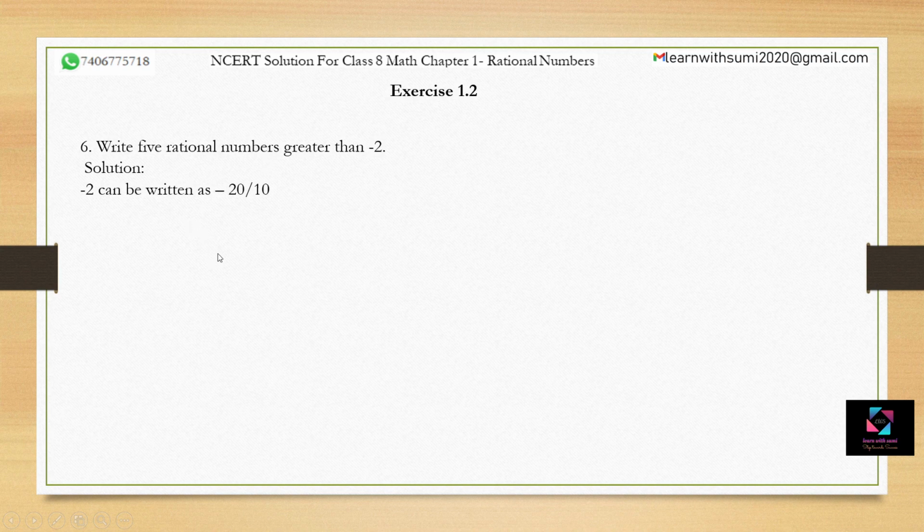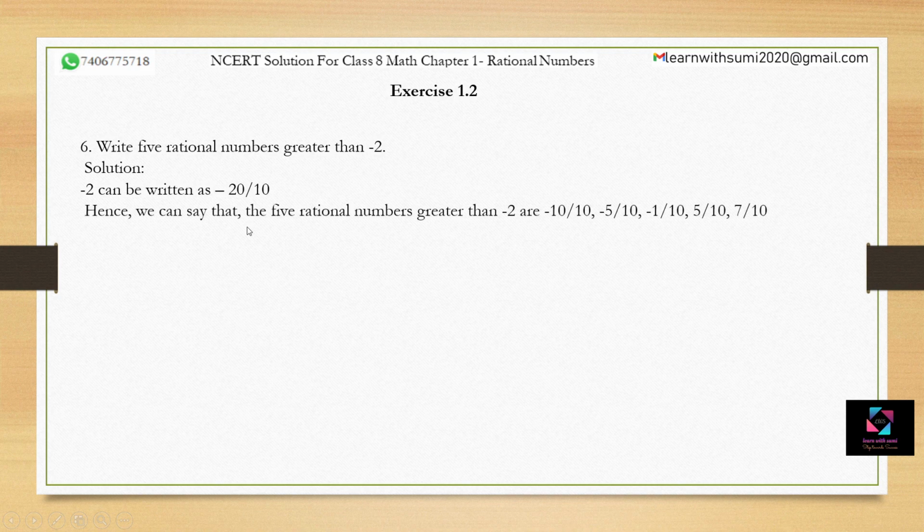So now we can easily write the rational numbers greater than -2. So we can start with -19 by 10. -19 by 10 is also greater than -2 or -20 by 10. So I have randomly taken any 5 values which are greater than -2. So that is -10 by 10, which is nothing but -1, and of course -1 is greater than -2, -5 by 10, -1 by 10, 5 by 10, and 7 by 10. So I've taken any random rational values which are greater than -2.